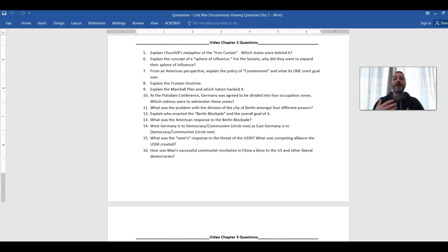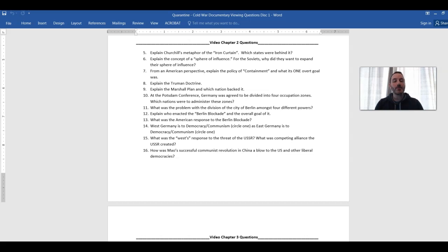So to prevent people from turning to the far left, right? Fascism is gone. What we're going to do is pump money in and rebuild the European economy to stabilize it and have the people not be desperate enough to turn towards communism.